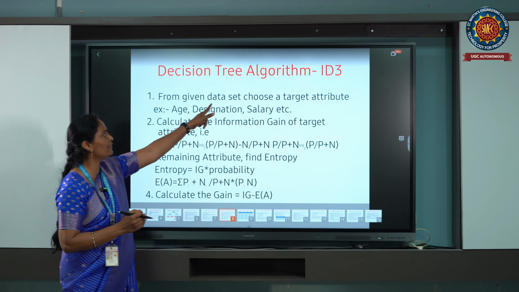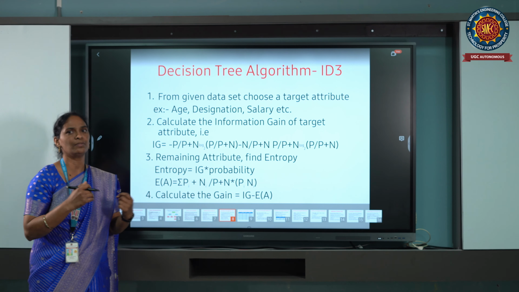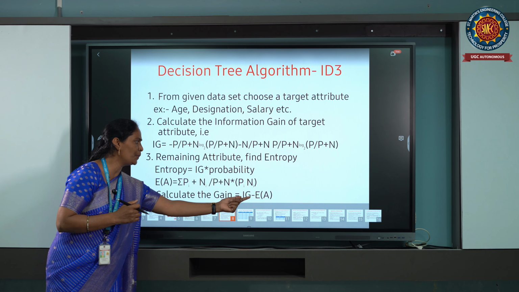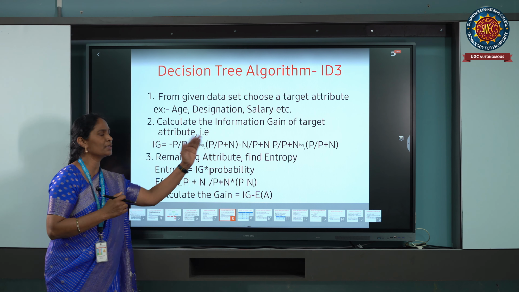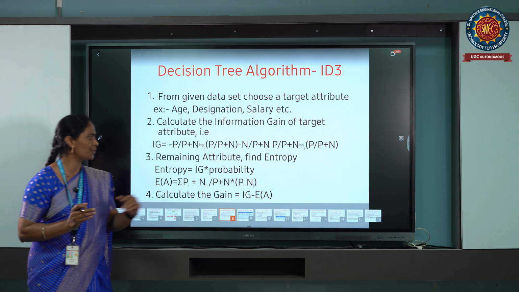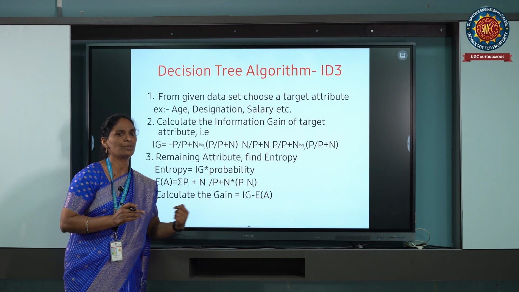Then in the fourth step, we are calculating the gain. That gain is equivalent to the information gain minus the entropy of age. So this is for the particular age attribute. We are going to calculate the entropy, and from whatever information gain we got, we are going to subtract the entropy for age, so that we get the gain. After that we can see the examples.